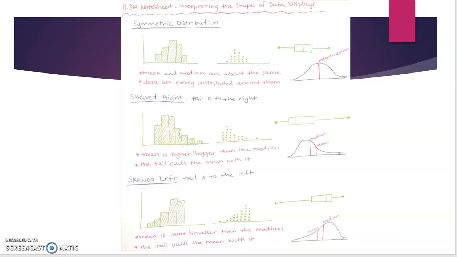On this last slide here, I did want to show you once again the note sheet that I wrote down for myself. If you want to write some of these things down, these are the highlights. It shows symmetric distributions, and then it shows skewed right and skewed left data, so you can see the comparisons between the different data displays that we have learned so far this chapter.